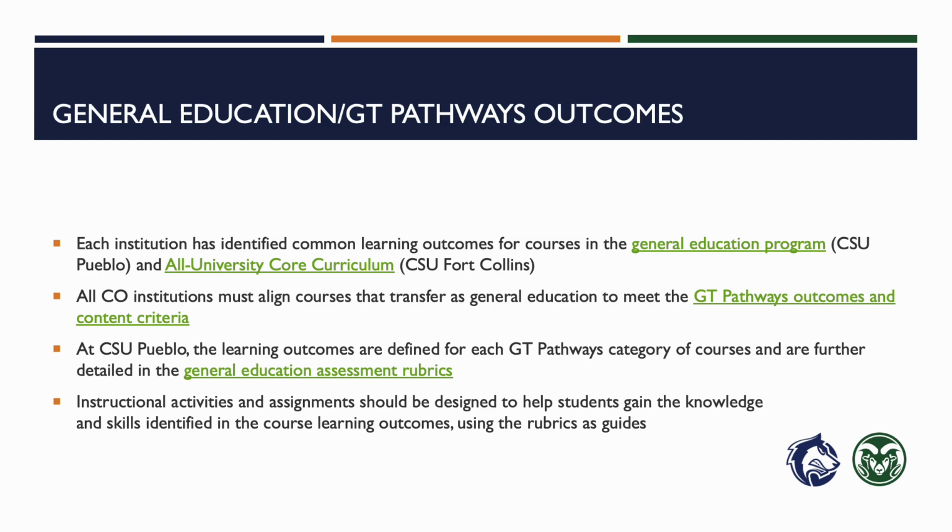All Colorado institutions must align their courses that transfer as general education to meet the GT Pathways outcomes and content criteria. At CSU Pueblo, the learning outcomes are defined for each GT Pathways category of courses and are further detailed in the general education assessment rubrics. More information about GT Pathways and those rubrics can be linked from your resource list and from the PDF version of this slide in your module. Instructional activities and assignments should be designed to help students gain the knowledge and skills identified in the course learning outcomes using those rubrics as guides.